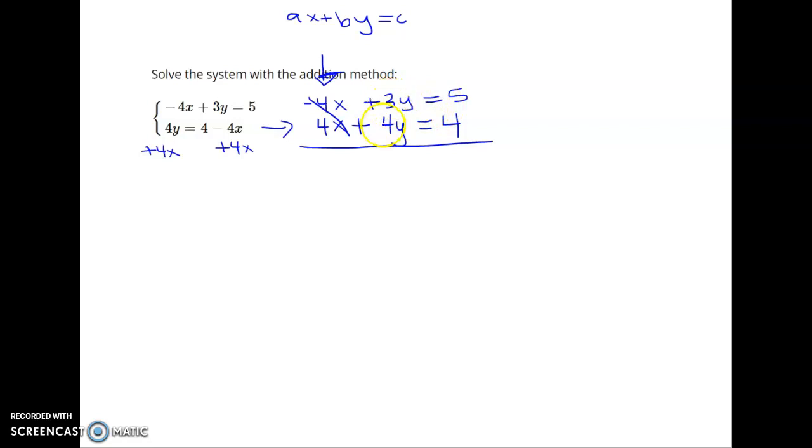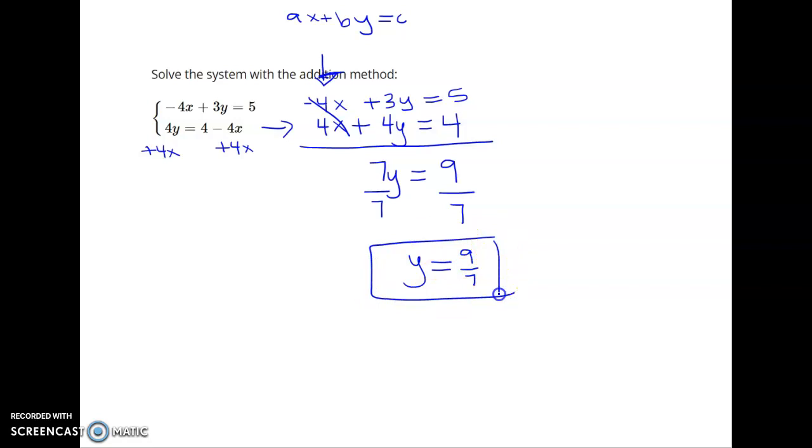And then we can do 3y plus 4y and get 7y equals 5 plus 4, or 9. Okay, we divide by 7 on both sides. So y equals 9/7. Kind of ugly. Makes me want to check, make sure we did everything right. So we added 4x over. Those two canceled. 3y plus 4y. So yeah, I think that looks right.